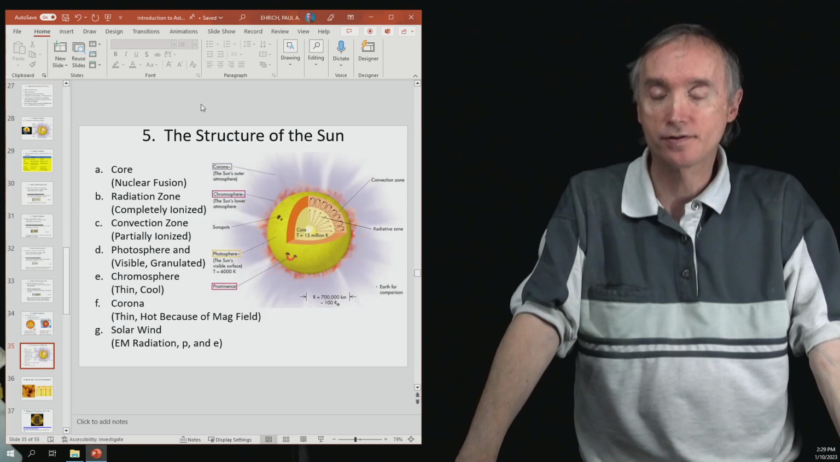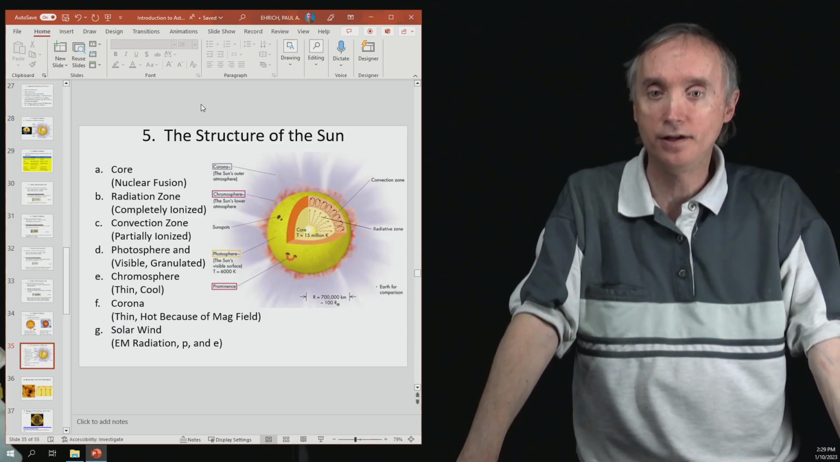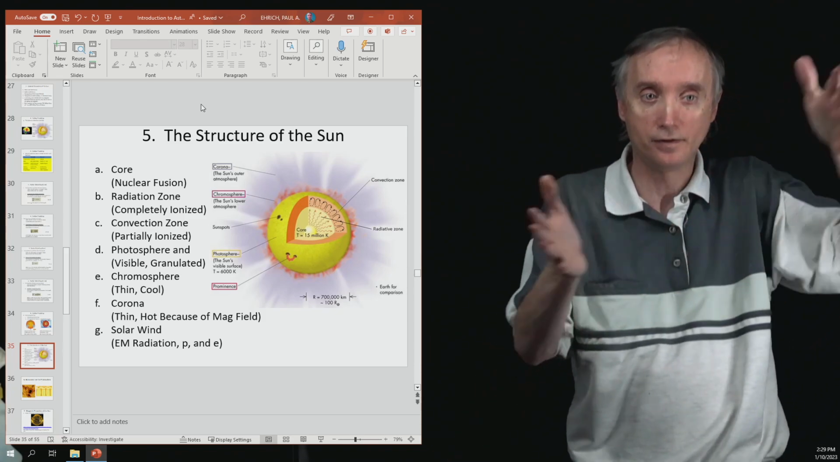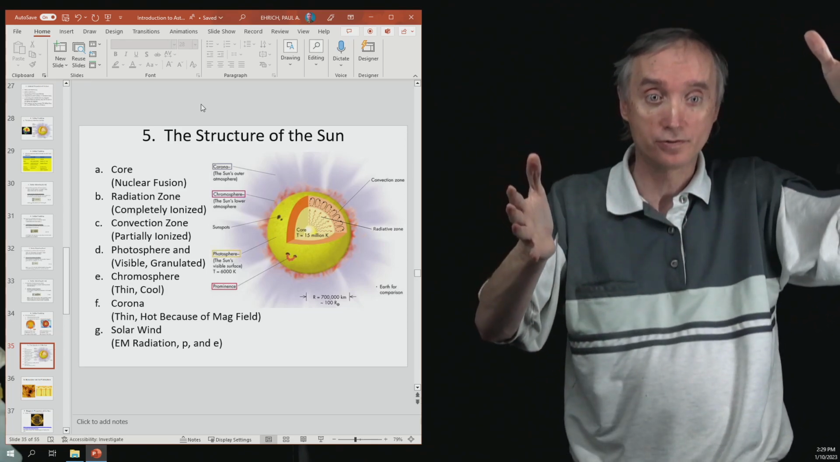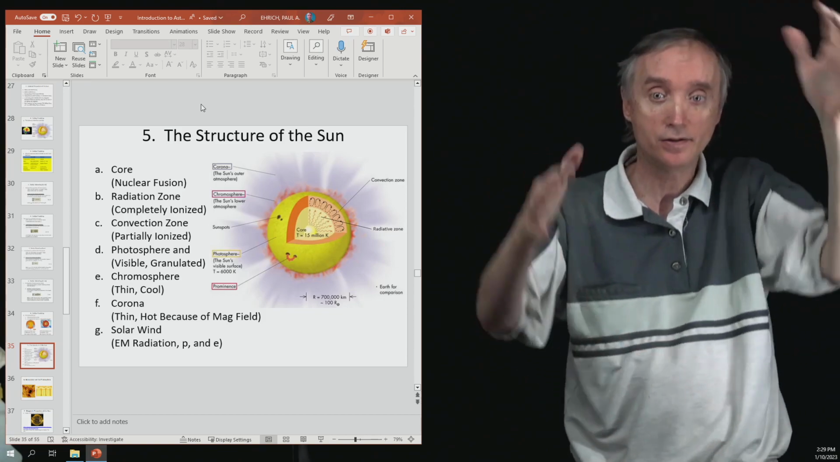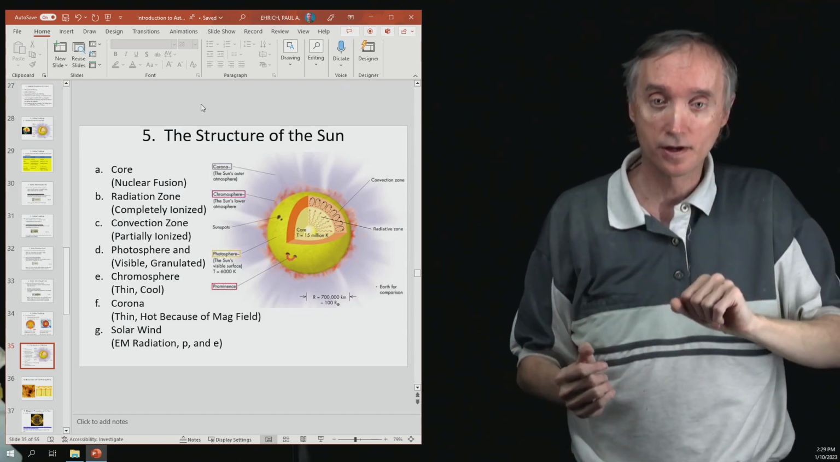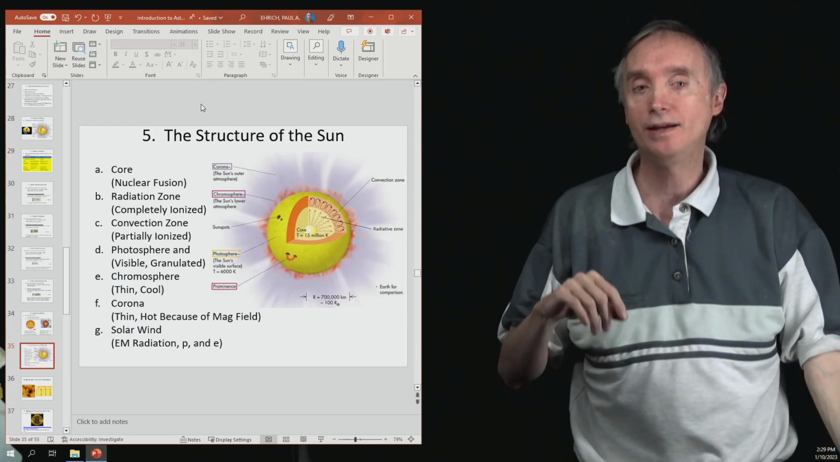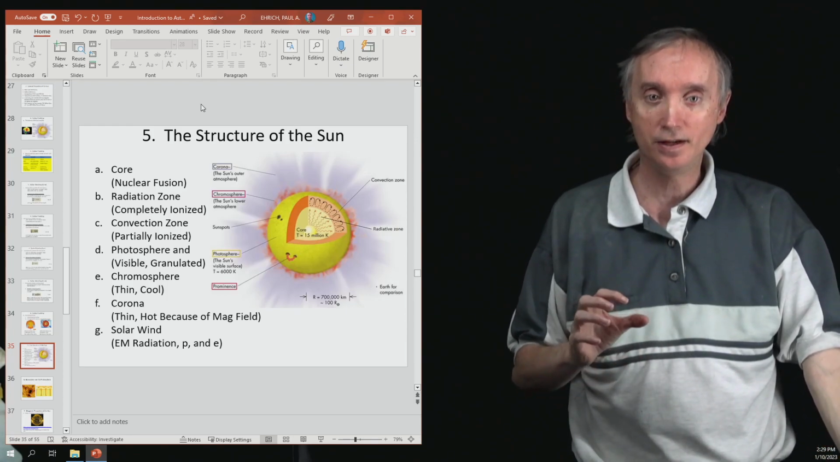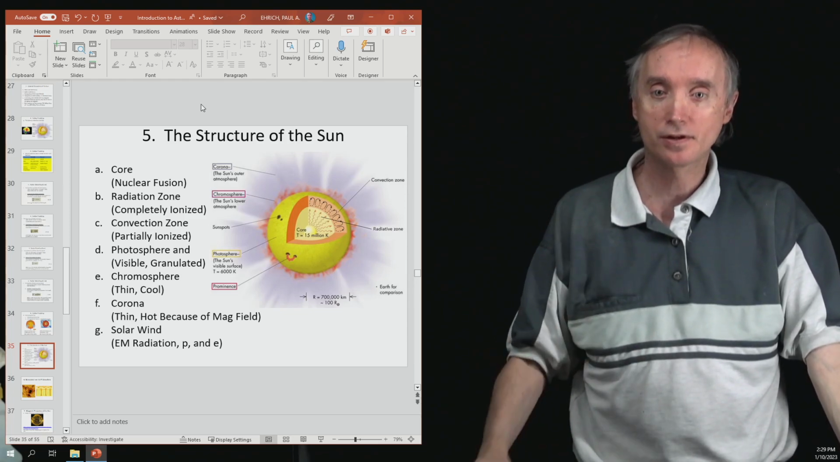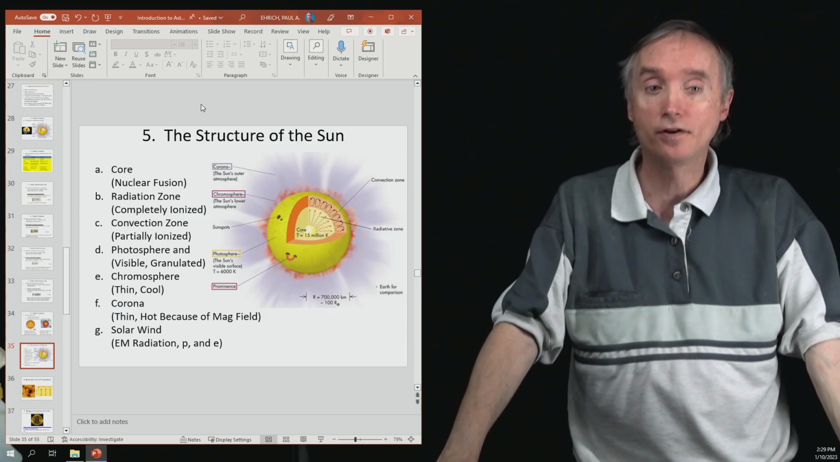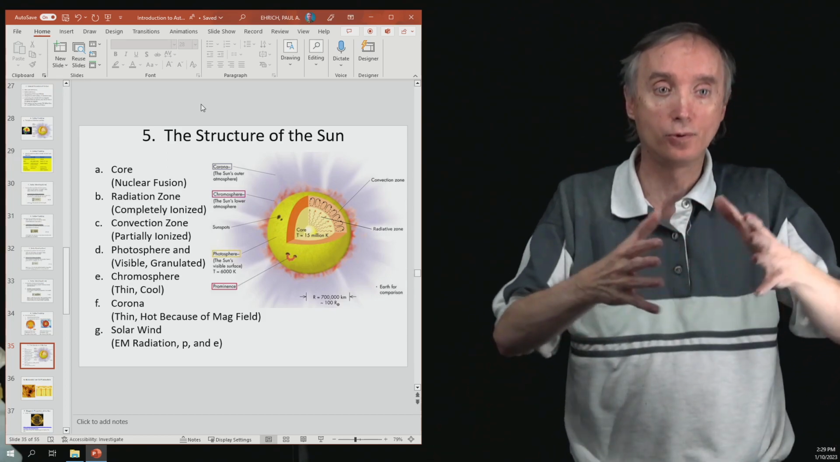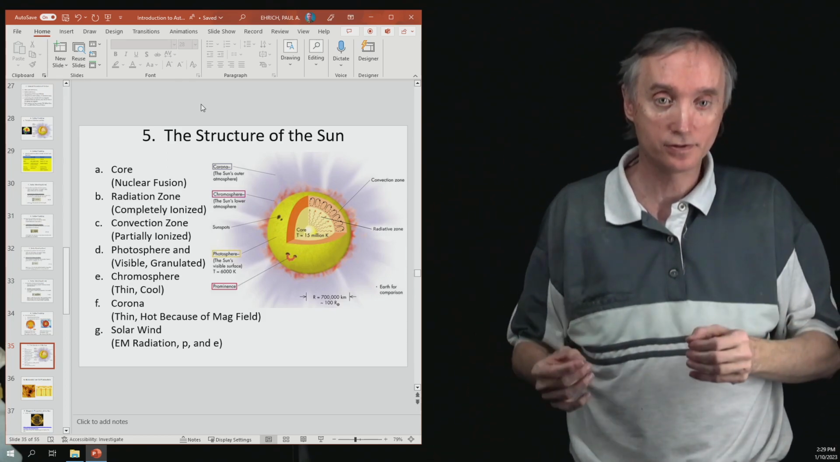So the chromosphere is the next layer that you come to. It's very thin, not in terms of distance. It's very large in terms of its radius. So the radius of the chromosphere is very large. When I say it's thin, I mean its density. So the density of the gas particles that makes up the chromosphere is very thin. And it's also very cool, because the further away from the sun you get, the cooler it gets.